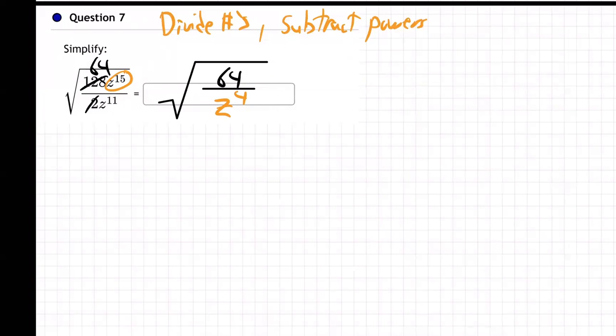But what if you had it on the bottom? What if this was 11 on the top, this is 15 on the bottom. If the bigger power is on the bottom, then the leftover ends up on the bottom. So wherever the bigger power is, that's where the leftover ends up. Why? Because they cancel, right? Z to the 15th means there are 15 Z's.